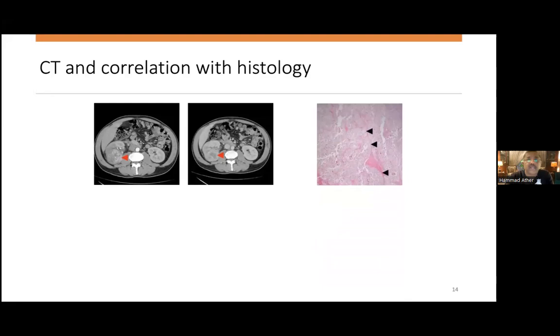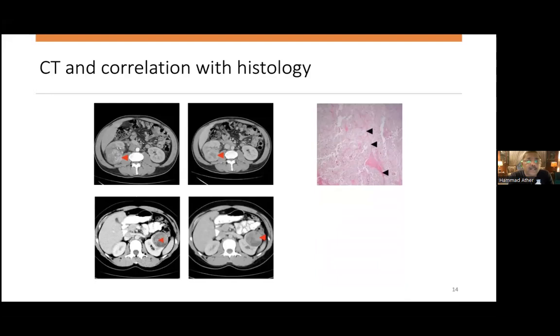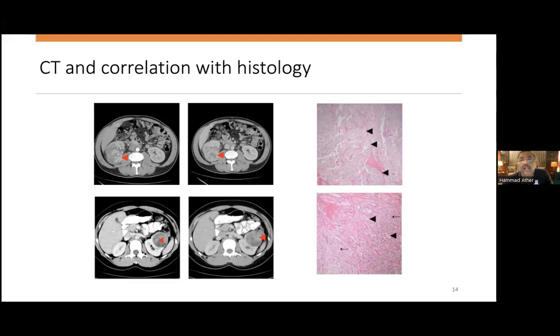This lesion is again well circumscribed. It is showing peripheral enhancement with nodular enhancement as well. And as you can see, the red arrow is indicating these nodular enhancements with hypoattenuating areas in the center as well. And this is a low grade, Fuhrman 1, renal cell carcinoma.